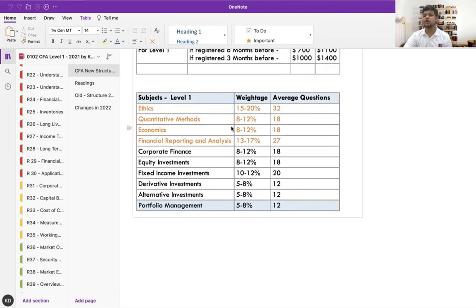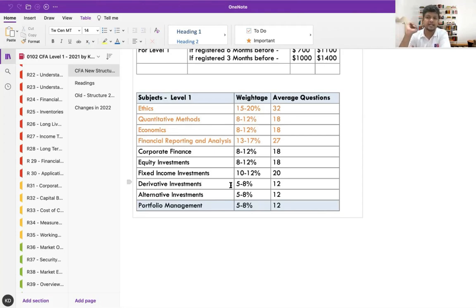And many of the things that you will be seeing in alternative investment is already being covered in portfolio or derivatives or equity valuations. So if you check out here, the weight of alternative investment is hardly 5 to 8%, which is at par with derivatives and portfolio, where you have so many readings and so on. So compared to the efforts and the weights and the contribution comparison, I think alternative is the best bet. But the problem is also that you have few questions in alternative investments.